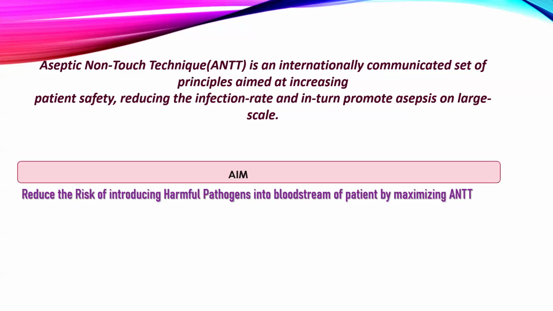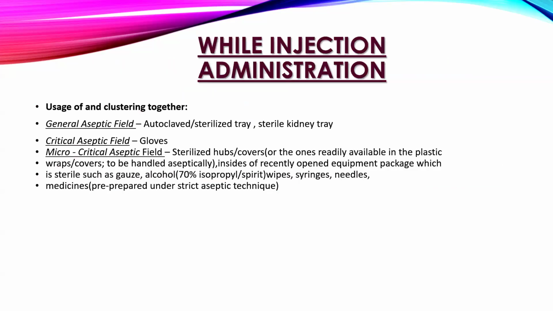So what is the aim of ANTT? It reduces the risk of introducing harmful pathogens into the bloodstream of the patient by maximizing ANTT. Before knowing the concept of ANTT, we need to understand that there are three key important terms for ANTT. This is just for an example of injection administration. When we are going to administer an injection, we usually gather all our articles and prepare the necessary injection or the drug, and we take all that gathered articles towards the patient side, and then whatever is needed we administer it to the patient, right?